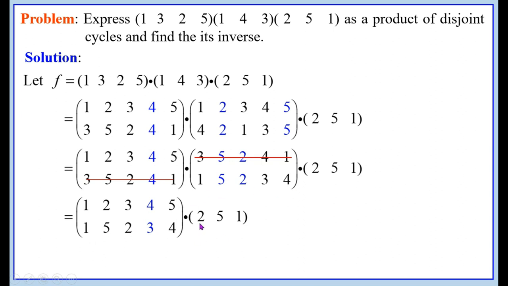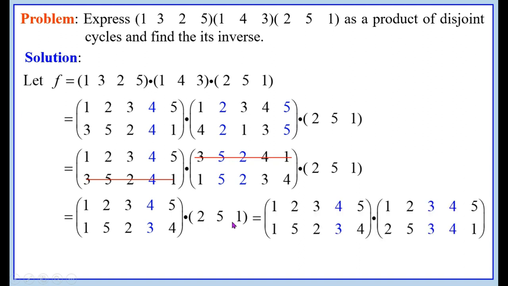Now we are going to write (2 5 1) as a permutation. That is equal to 1, 2, 3, 4, 5 over 2, 1, 5, 3, 4. In this cycle, two numbers are missing, that is numbers 3 and 4. Those two are identity permutations. Therefore, here 2 goes to 5, 5 goes to 1, 1 goes to 2, and 3 and 4 are identity permutations.